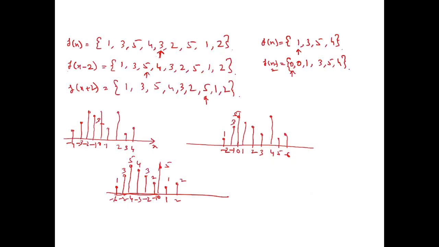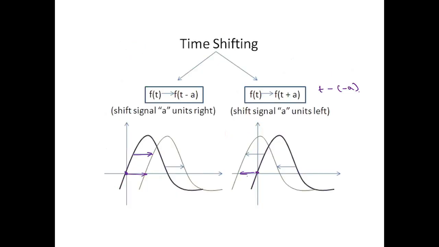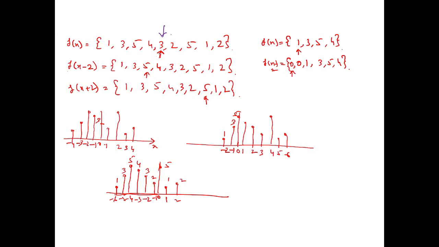So this is an example. F of n over here, so this is the origin. Now what would be f of n minus 2? That means the delay. If you look over here, what is happening? The value has moved to the right hand side. In comparison to this modified signal, the origin is on the left hand side.